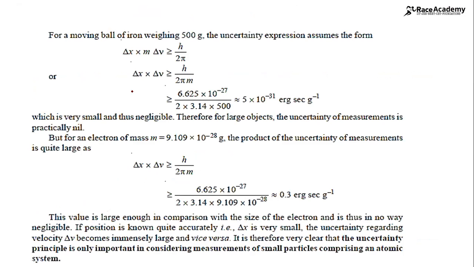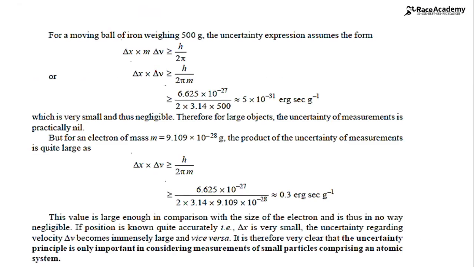Now here that product is delta x into delta p, and the momentum can be written as m into v, so delta p is m into delta v. That is also substituted and this is modified as delta x into delta v is greater than or equal to h by 4 pi m. That is the formula. So in that formula I substitute, then delta x and delta v will become h by 4 pi m.